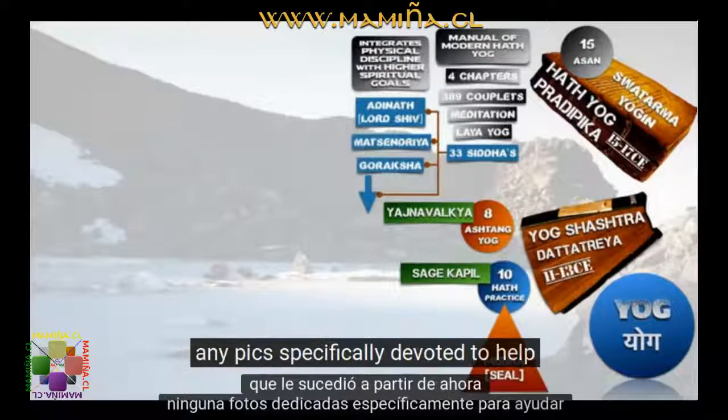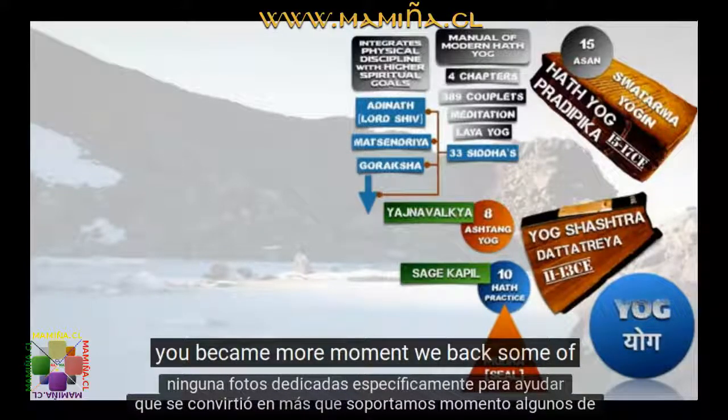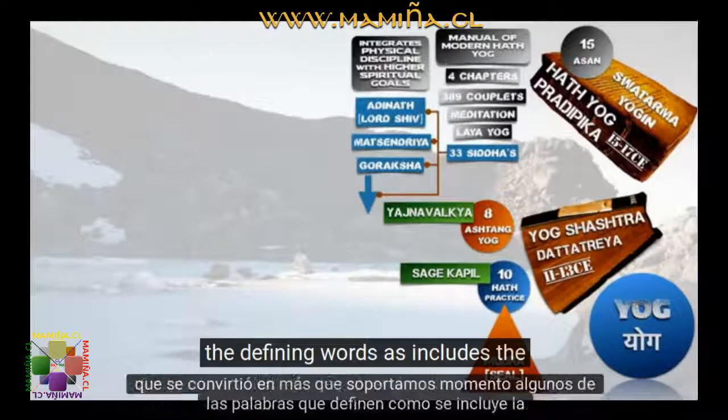From this point on, many texts specifically devoted to Hatha Yoga became more common. We look at some of the defining works as we move towards the current timeline.